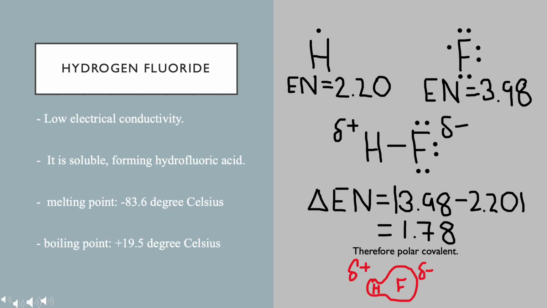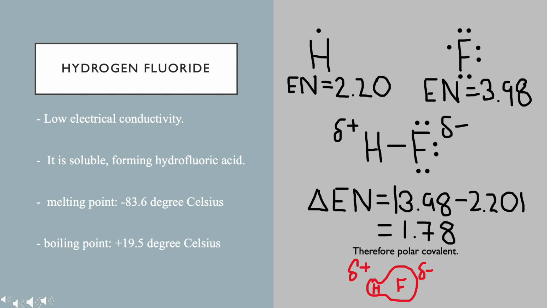To initially classify the bond in hydrogen fluoride, it is essential to calculate the electronegativity difference. The electronegativity of hydrogen is 2.20 and that of fluorine is 3.98. Therefore, fluorine is partially negative and hydrogen is partially positive. The electronegativity difference is then 3.98 minus 2.20. The absolute value of that is 1.78. Therefore, it is a polar covalent bond because both elements are nonmetals.